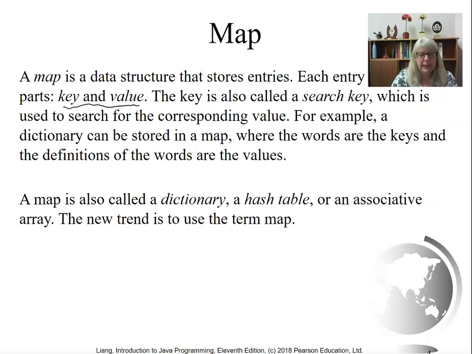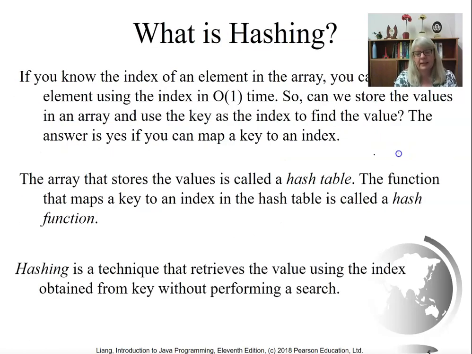So a map is a data structure that contains a key value pair. So that map, the hashing table, is actually a map. So a dictionary can be a map, where the words are the keys, the word is how you get to the entry, and the definitions are the value or the translation, depending what type of dictionary it is. So a map we call sometimes a dictionary, or a hash table, or an associative array. But nowadays, according to our book, the term map is the in thing.